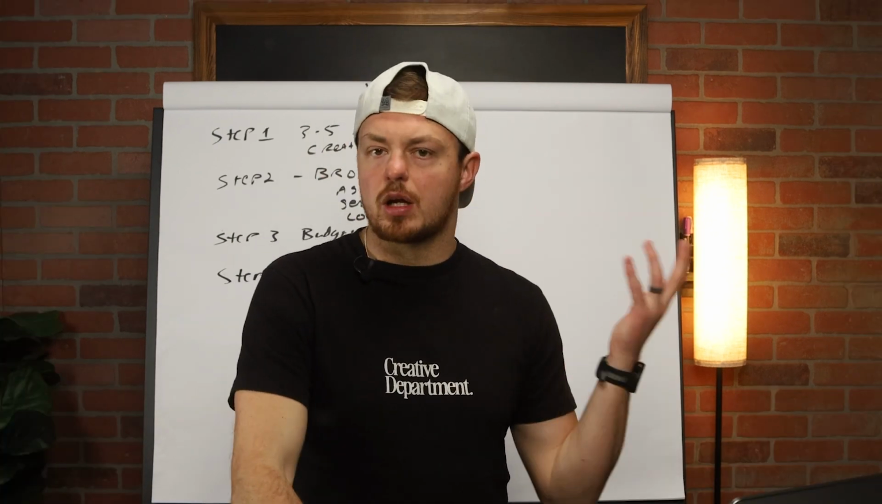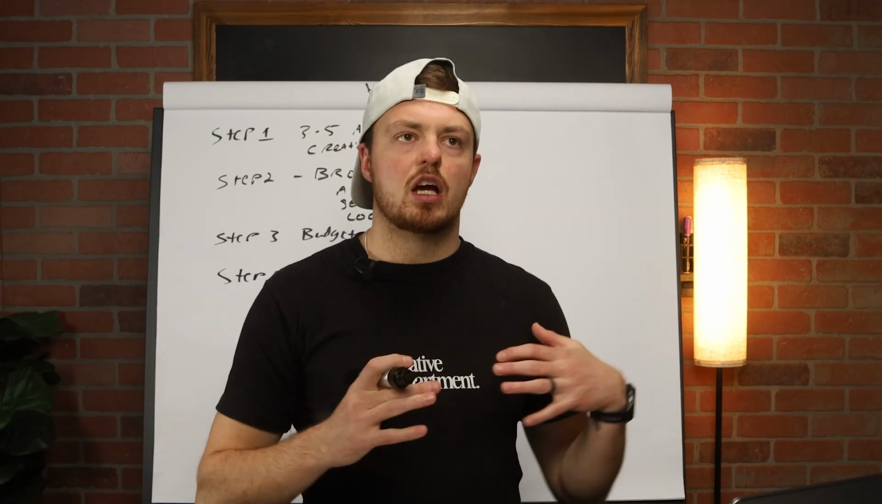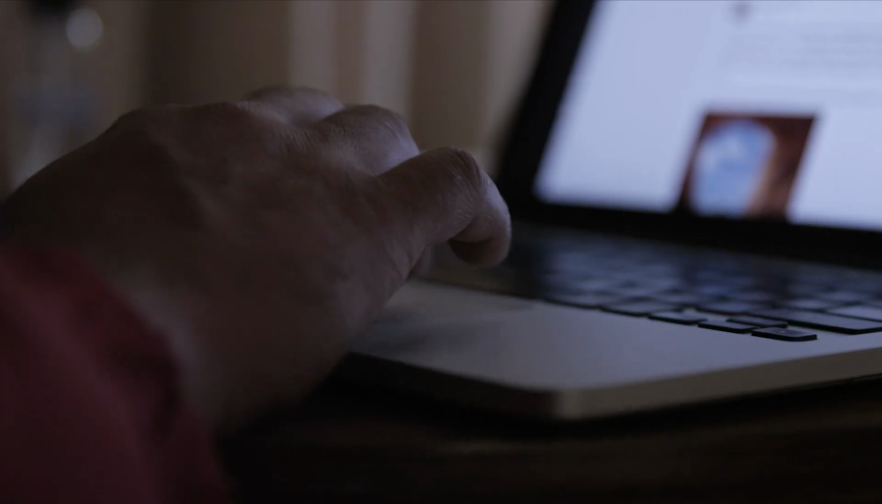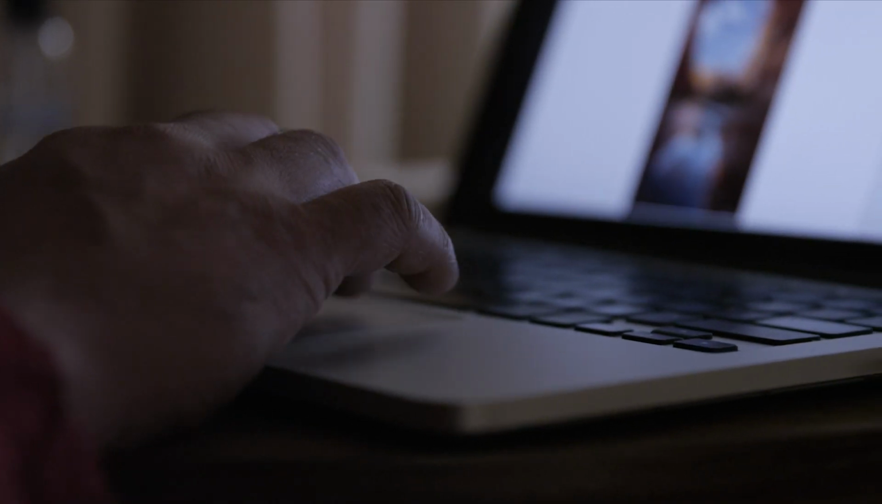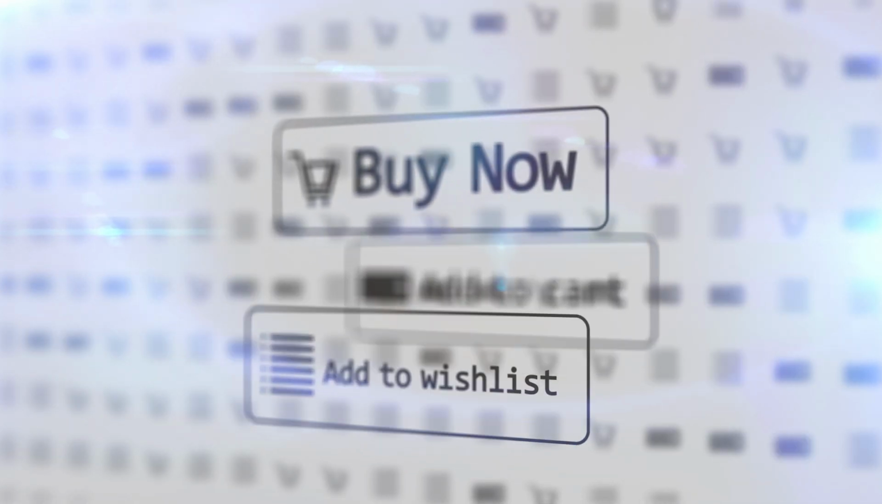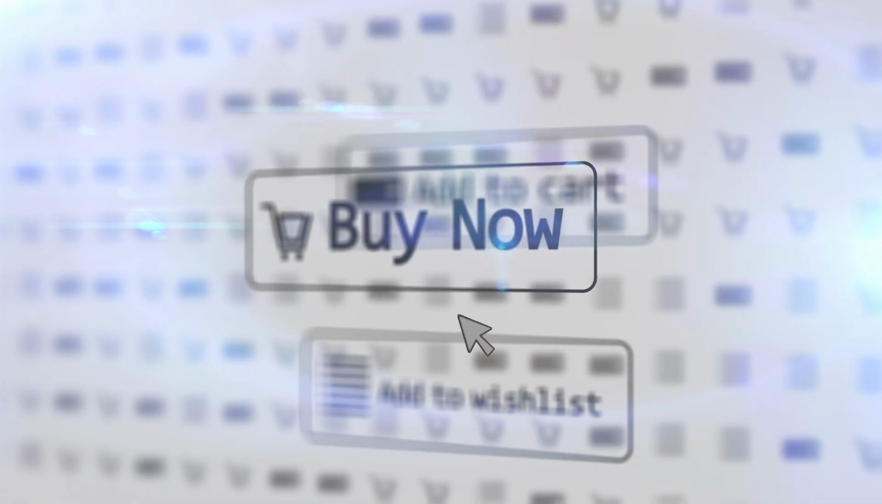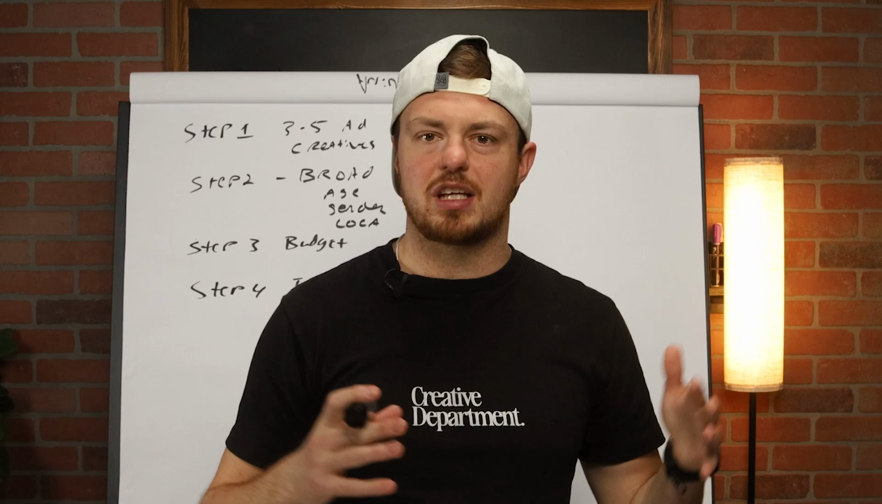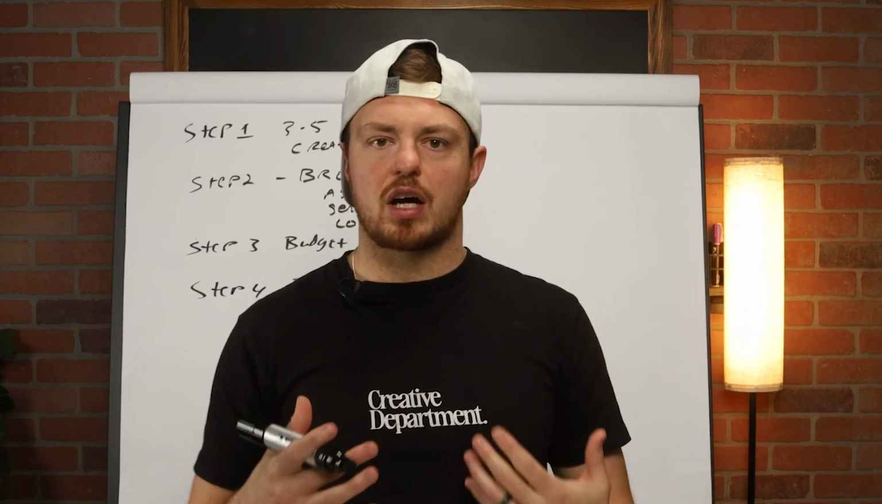Number 4 is tracking the right numbers. You need to focus on a couple of main things here. I do like unique click-through rate, and we'll jump into that here in a second inside of Ads Manager. The cost to add to cart, the cost per purchase, and then I work backwards from that. So cost per purchase, then that initiate checkout or add to cart, and then the click-through rate, so we can actually see what is actually working.